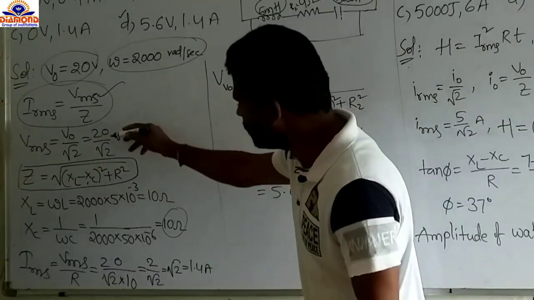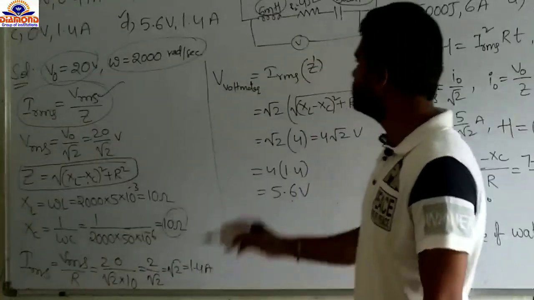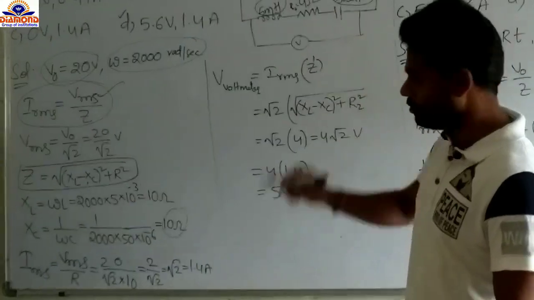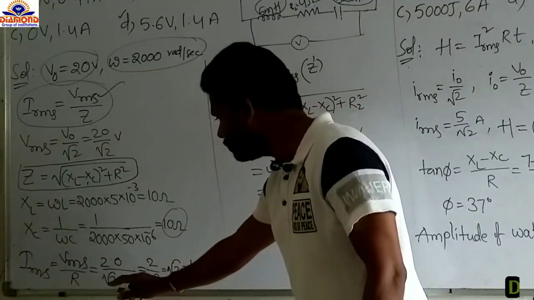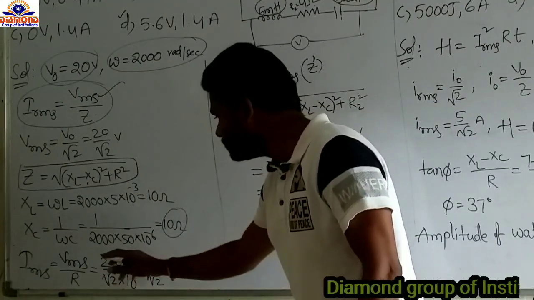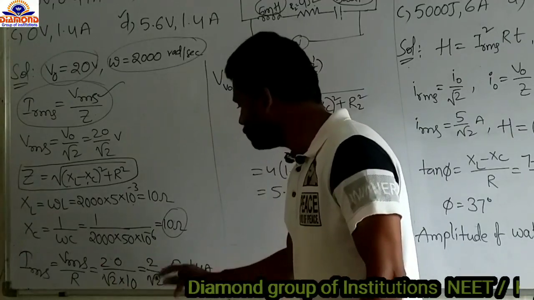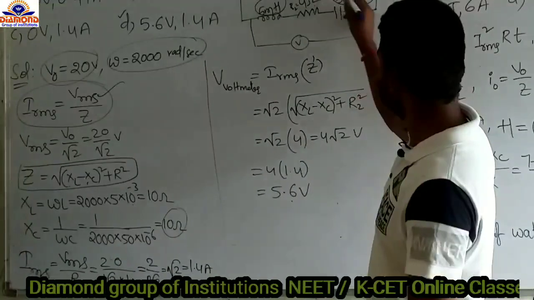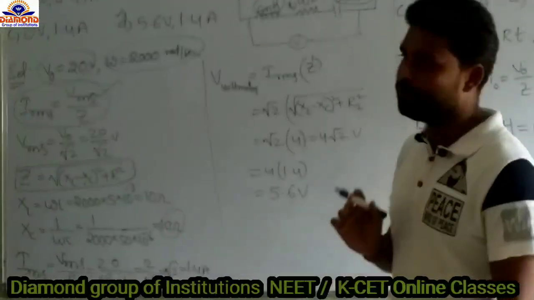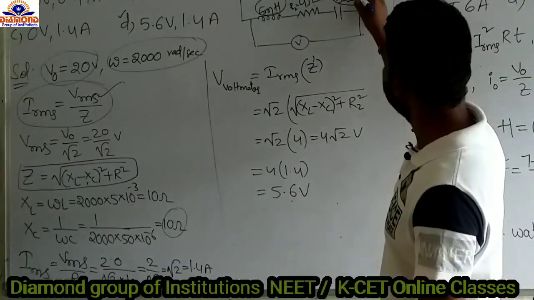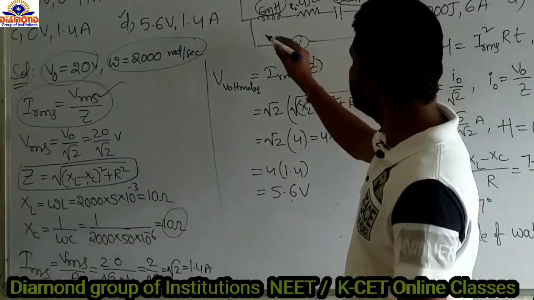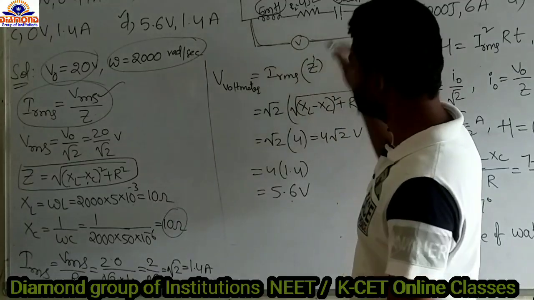The VRMS value is how much? 20 by root 2. The R value, how much? The circuit's total resistance is 6 ohm plus 4 ohm, 10 ohms. So now 20 by root 2 into 10. VRMS is 20 by root 2, the R value is 10. So 2 by root 2, root 2 value is 1.4 amperes. So the current flowing through this circuit is 1.4 amperes. The reading of the ammeter is 1.4 amperes. IRMS completed.